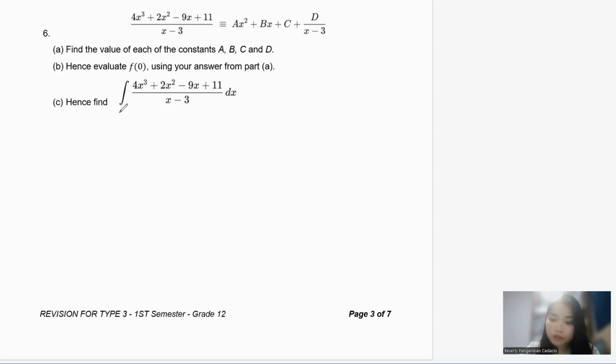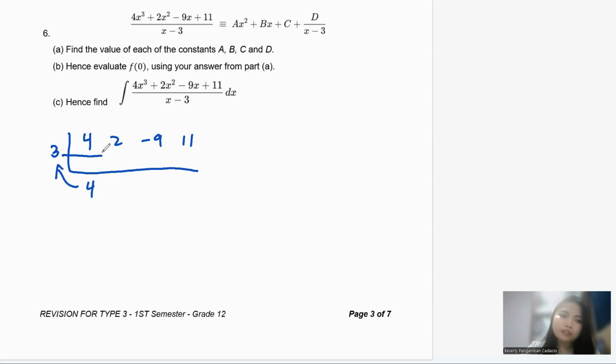So what I'm going to do is synthetic, and hopefully you can still remember that. I'm just going to write all of this: 4, 2, negative 9, 11. And then outside will be the solution of this. When I say solution, it's just a reverse. X minus 3, meaning to say I want plus 3. It's just equal to 0, means x is equal to 3, right? And then what are you going to do? Remember, you bring down this one first. You multiply this and you put it here.